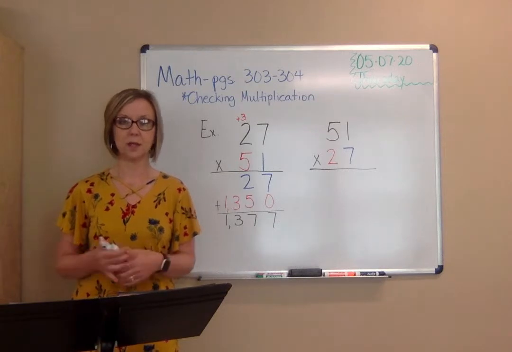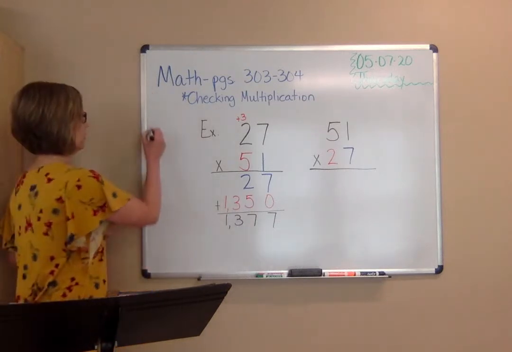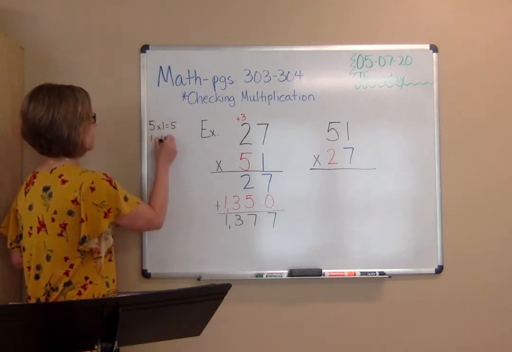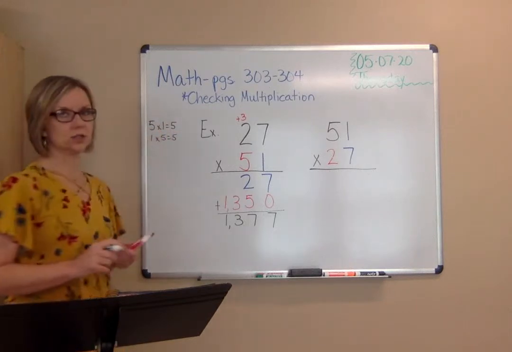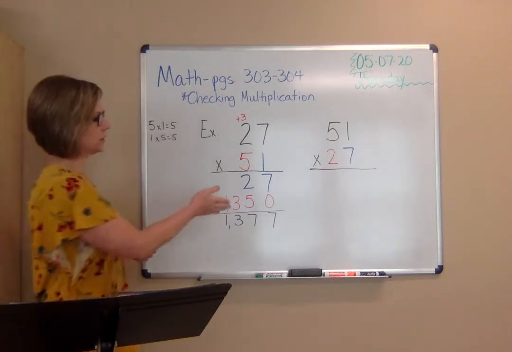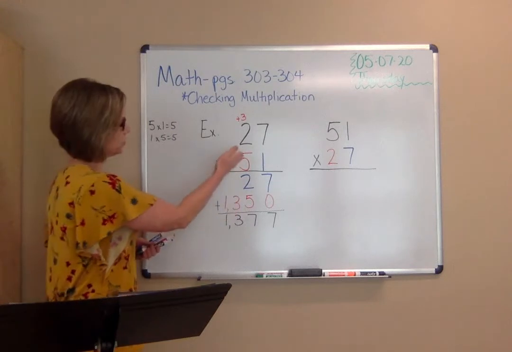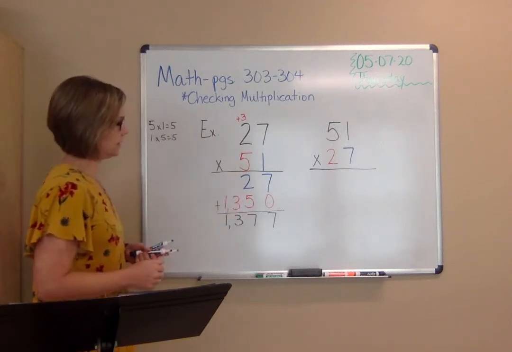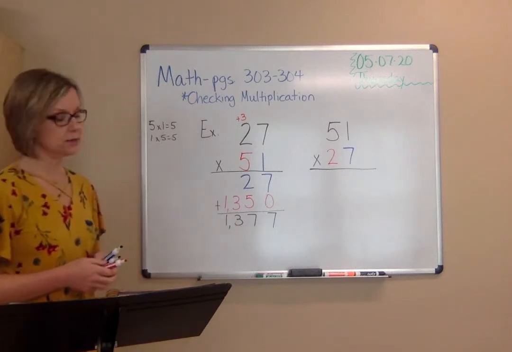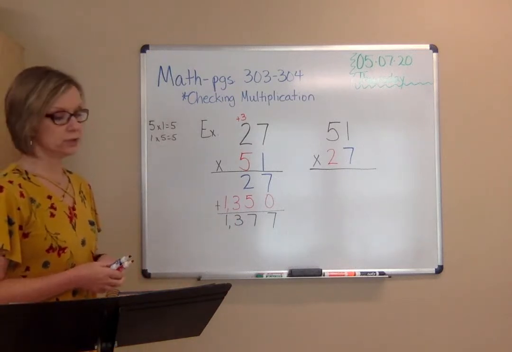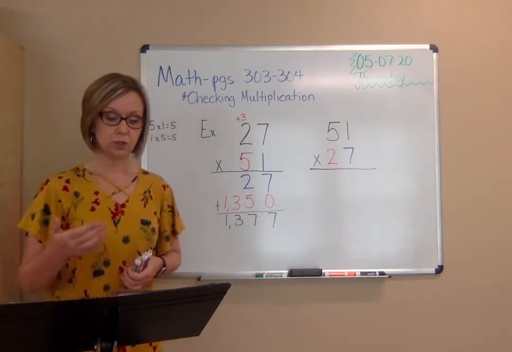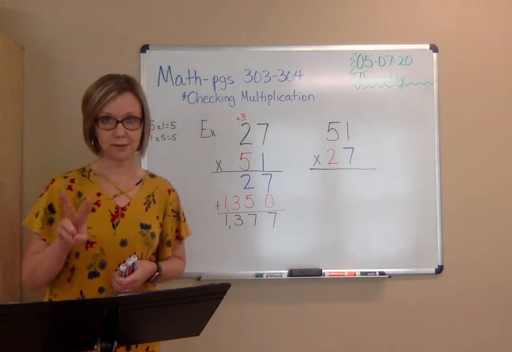They're just twins. Remember, we have said if 5 times 1 equals 5, then 1 times 5 equals 5. Doesn't change anything. They're just twins. They're just flipped. Okay, so I have worked the example there of 27 times 51, and I have my answer, my product is 1,377.